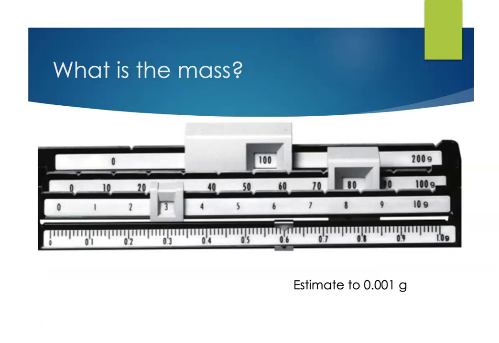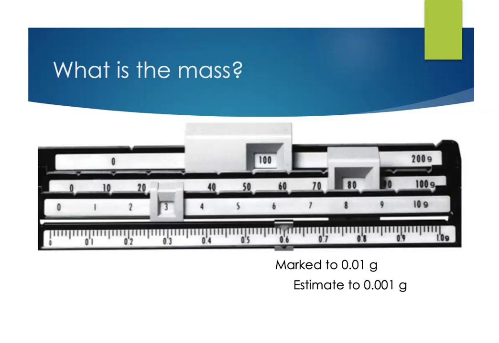All right. What's the mass? We've got a quad beam balance here, and we're going to be able to estimate this to 0.001 grams. Now, how do I know that? Look at the bottom part of the quad beam balance. It's marked to a hundredth of a gram. You can see that it's labeled 0.1, 0.2, 0.3, 0.4, et cetera. But there are 10 lines in between 0.5 and 0.6. So the marking is to 0.01 grams, so we can estimate to 0.001 grams. In other words, we should have 3 digits after the decimal in this mass reading.